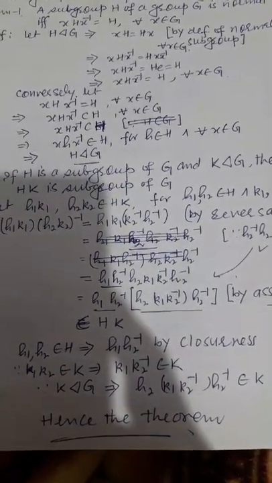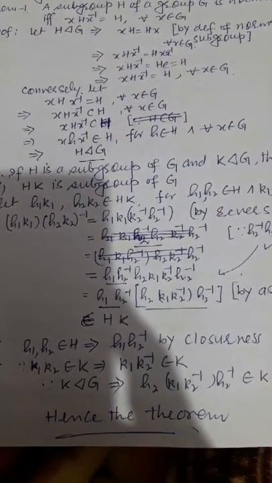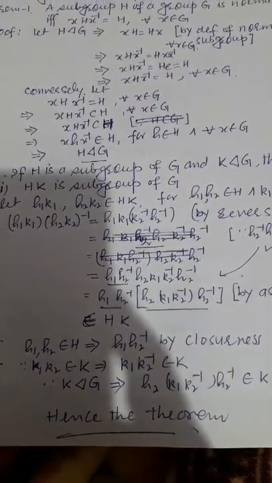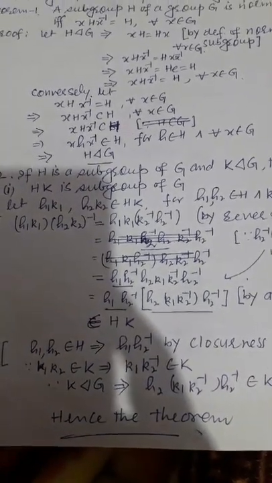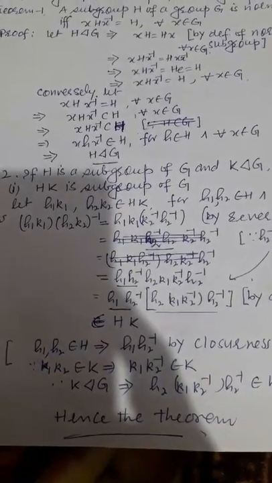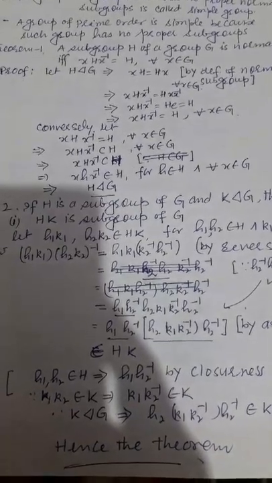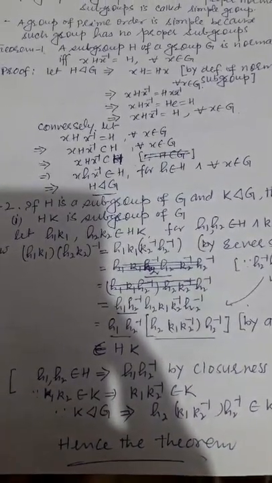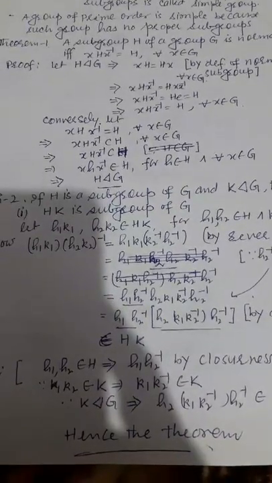Post multiply by x inverse. xHx inverse equals Hxx inverse. The right side is He, that is equal to H. Hence xHx inverse belongs to H for all x belongs to G. This is half the proof of the theorem.